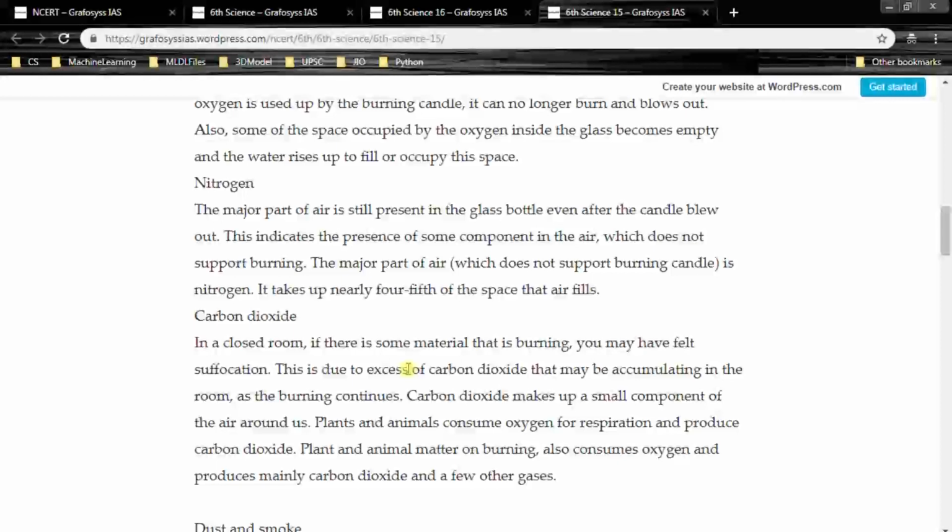Plants and animals consume oxygen for respiration and produce carbon dioxide. Plant and animal matter on burning also consumes oxygen and produces mainly carbon dioxide and a few other gases. So by burning plants and animal matter or fossil fuels, carbon dioxide is released. And one more point is, plants and animals consume oxygen and release carbon dioxide.